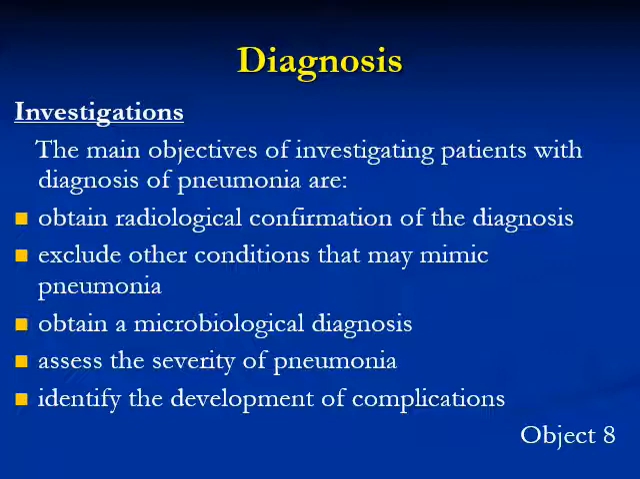So the main investigations in patients with pneumonia are: first, obtain radiological confirmation of the diagnosis, an X-ray or even CT scan, to exclude other conditions that mimic pneumonia. Then obtain microbiological diagnosis by the gram stain or by culture or by the serological test. Then we assess the severity of pneumonia and we identify the development of complications.